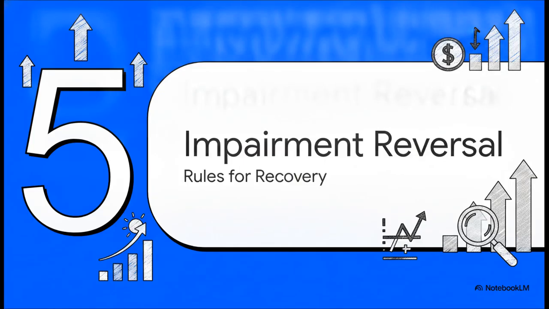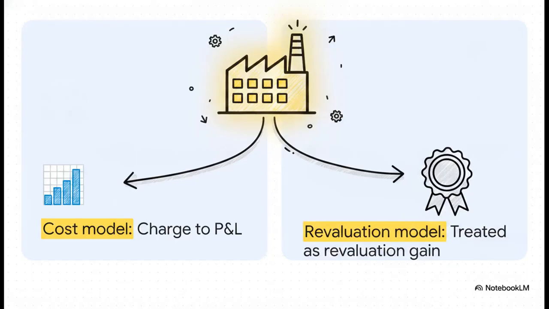Finally, Section 5, Rules for Impairment Reversal. Let's talk about the recovery phase, because occasionally an asset regains its health. So, can we actually reverse an impairment? Yes, we can, but with intense scrutiny. Just like recording the initial loss, your accounting model dictates how you record the recovery. If you're on the cost model, the reversal is credited to your profit and loss, which gives your current earnings a nice boost. Under the revaluation model, it's treated as a revaluation gain and goes straight to other comprehensive income.